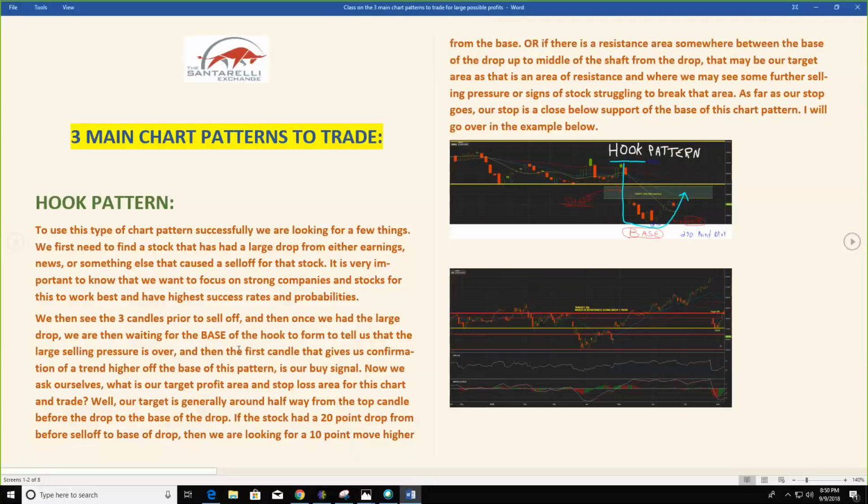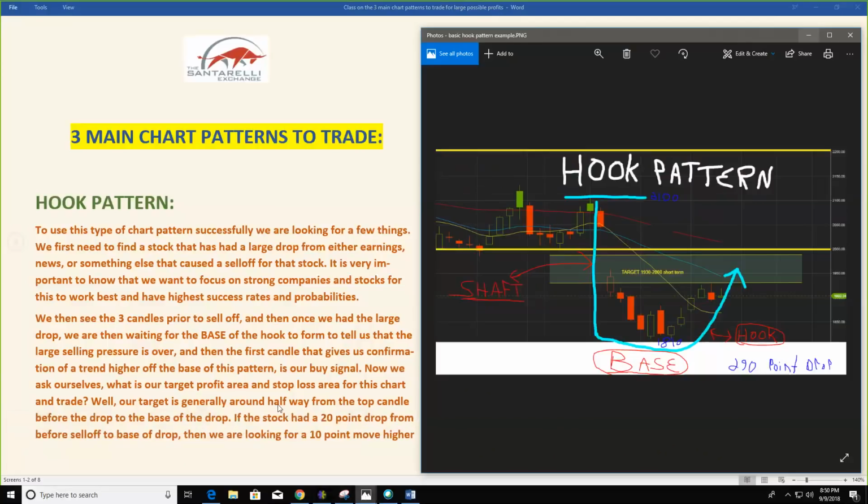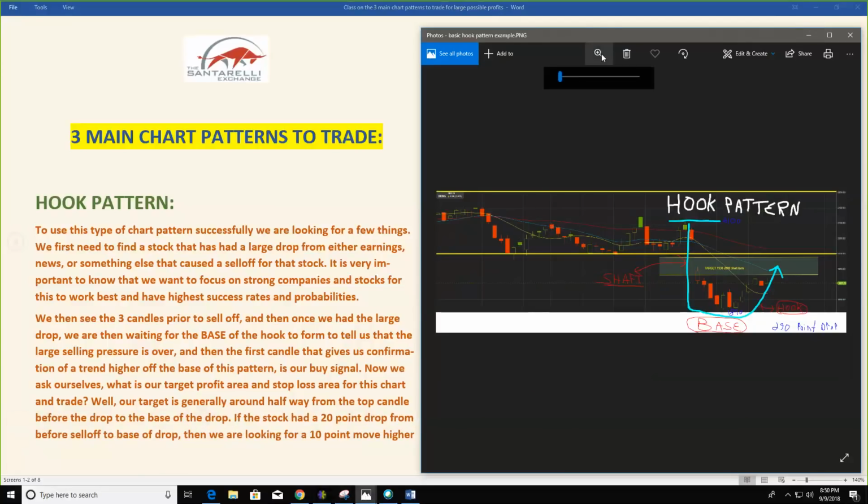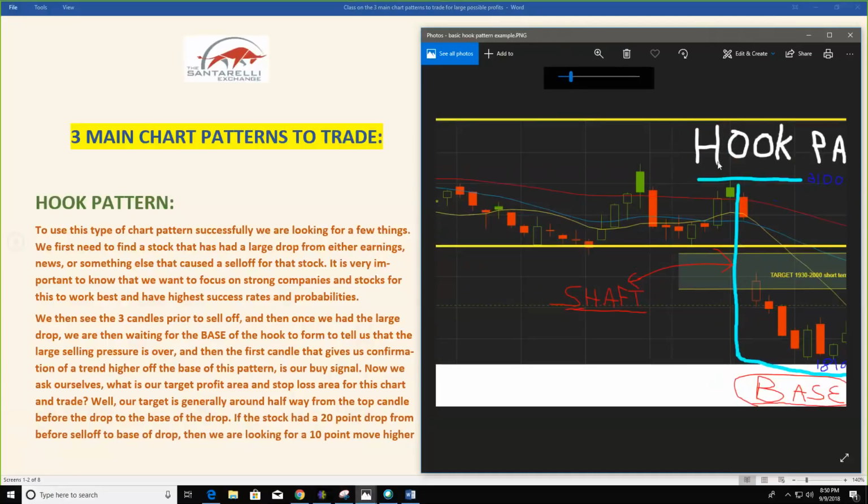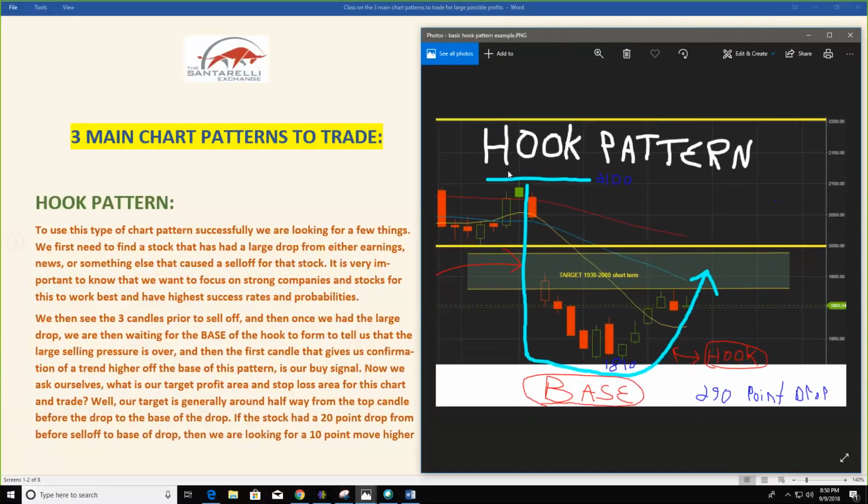So let's go back to the Word document here. Now we ask ourselves, what is the target profit area and the stop loss for this chart and trade? And like I said, we went over that target. Let me go over the stop area. So if you're in this trade, our stop area is going to be a close below this base.